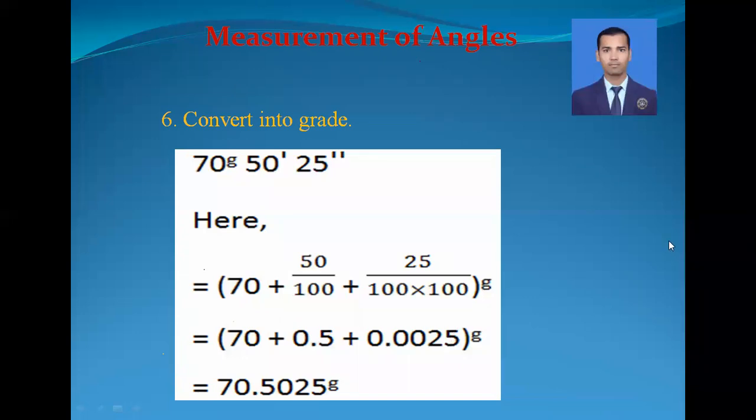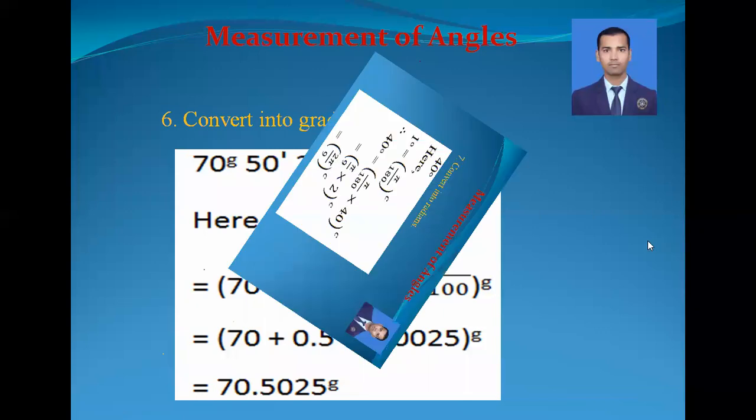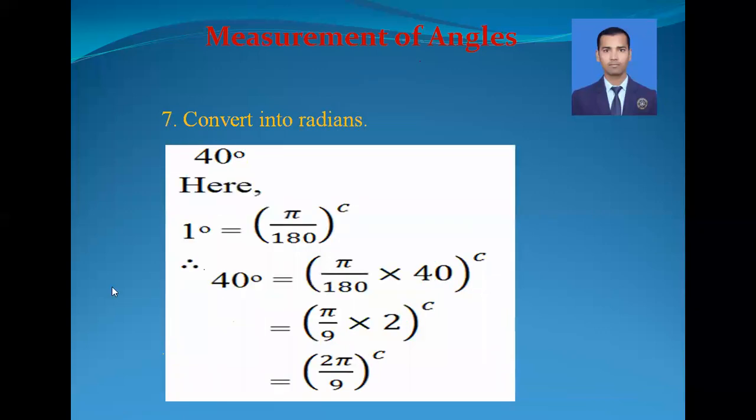So come to question number 7 here. In question number 7, there is a question like this: convert into radians. As we have given the degree measurement, how can we convert the degree measurement into radian? As we have given the formula, 1 degree is equal to pi by 180 radian. So to convert degree into radian, we use the formula pi by 180 radian.